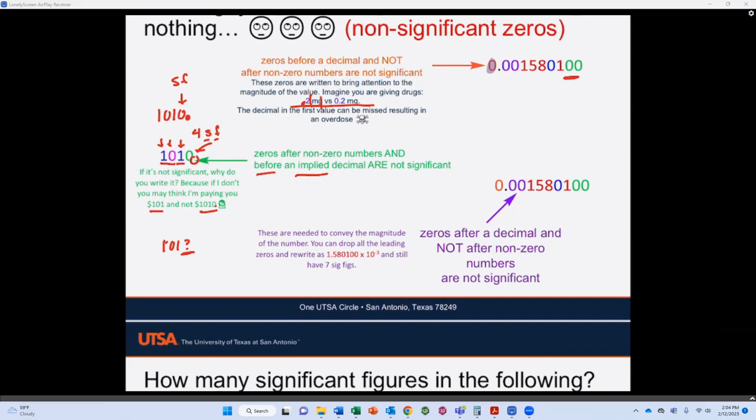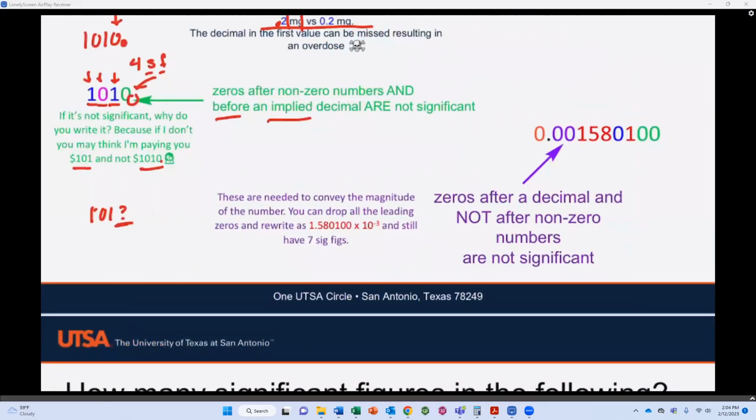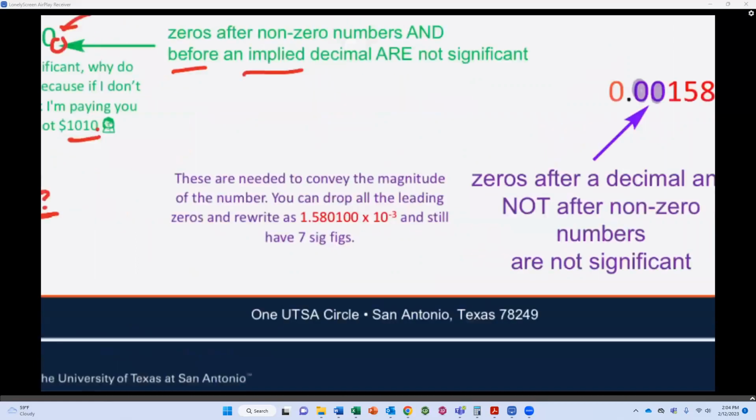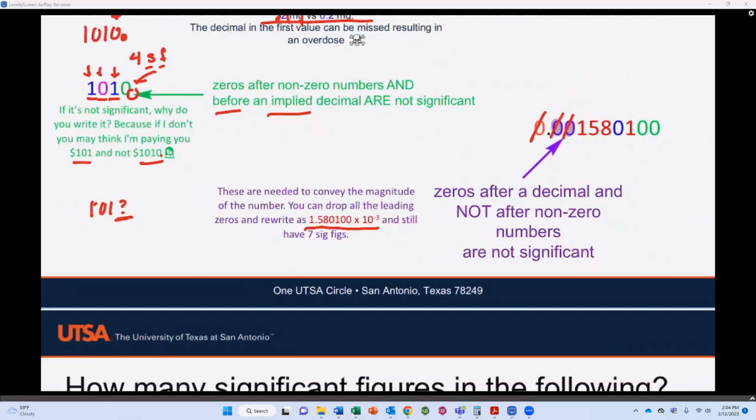Okay. Zeros after decimals and after other zeros, these are not significant zeros. These are simply placeholders. Again, I'm trying to tell you how small, in this case, this number is. And so we can easily drop all of my non-significant zeros and rewrite this in scientific notation. And so we drop this zero, this zero, this zero. This is to draw attention to the decimal. This is to tell us how small this value is.